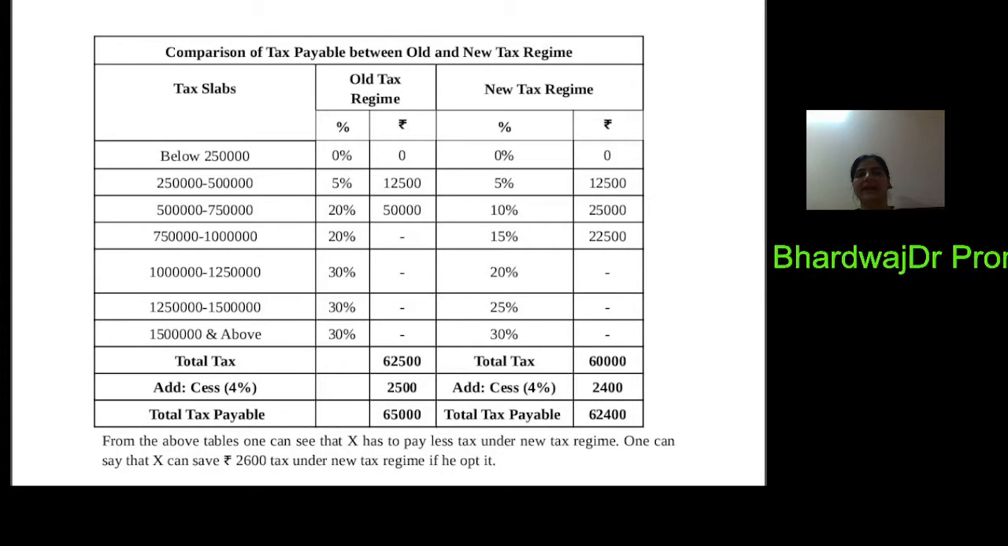This is because he is not availing all the exemptions and deductions under the old tax regime. So from the above table, we can see that X has to pay less tax under the new tax regime. One can say X can save 2,600 rupees if he opts for the new tax regime. Or one can opt for the new tax regime if he or she is not availing all the exemptions and deductions of the old tax regime.